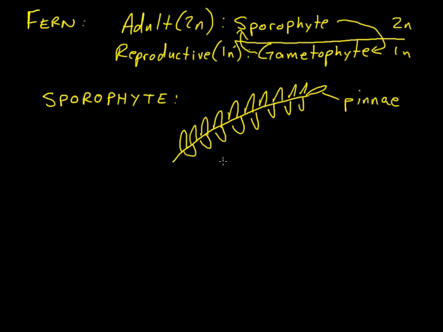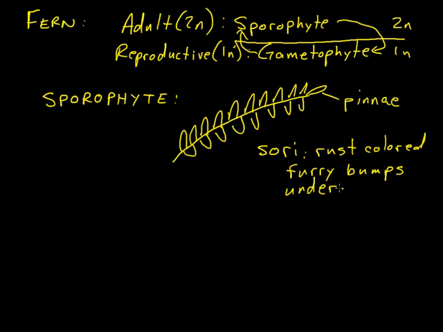And on the undersides of these pinnae, we can find, in the right time of year, what are called sori. And sori are rust-colored. They are furry in appearance, typically, furry bumps. They're usually on the undersides of the leaves or of the pinnae. And basically, sori produce what are known as spores.